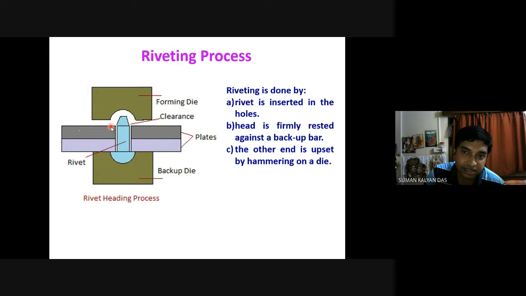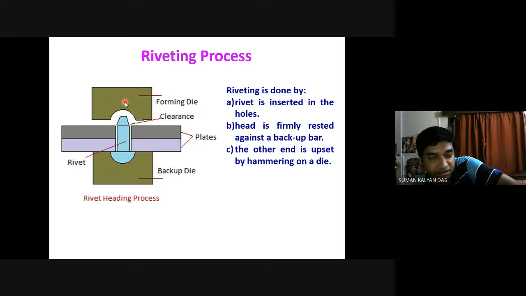Finally, when this is done, we take out the forming die and the backup die, and obviously you can understand the two plates will now be held in position, because after this plastic deformation, the head, as you can see, normally has a diameter greater than the hole, and it will keep the two plates in position. So this is how the riveting is done.